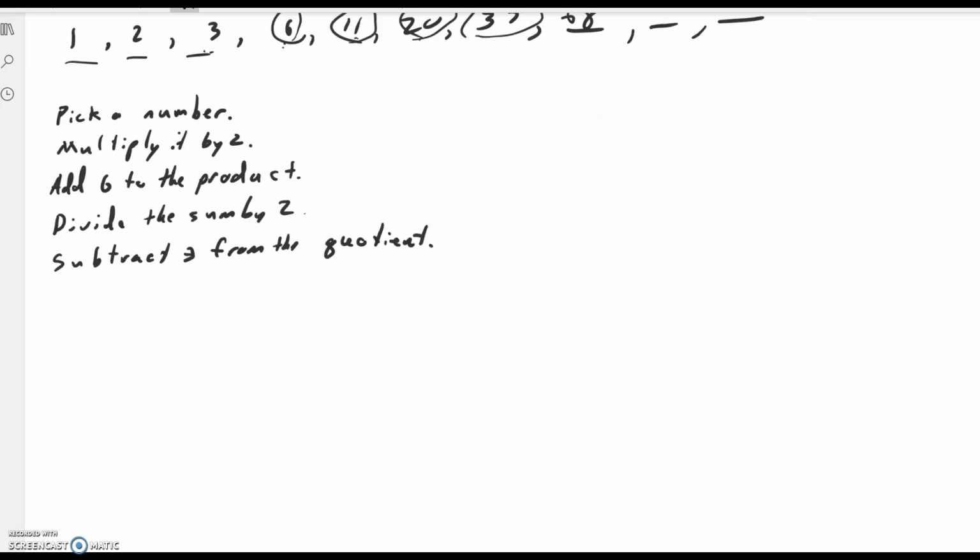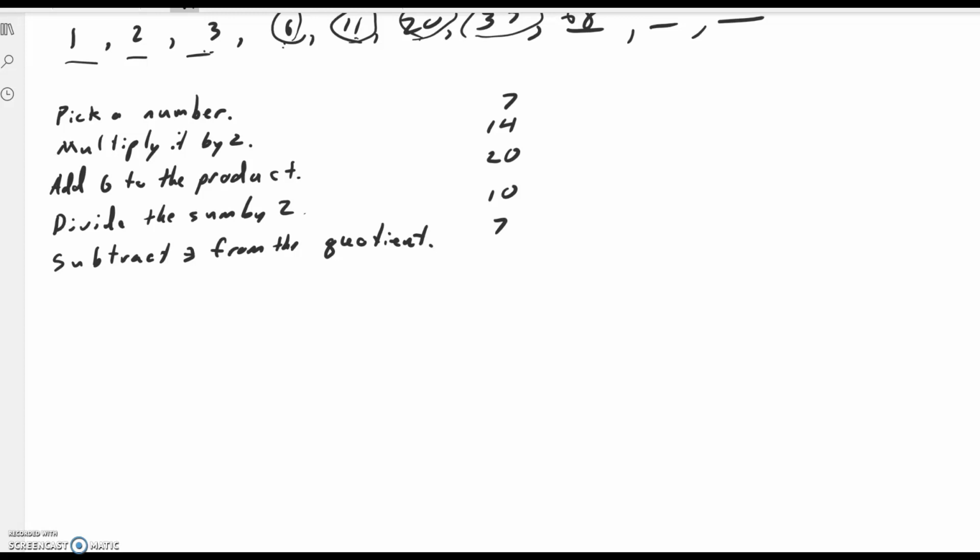So here's another example of inductive reasoning. We're asked to pick a number, so I'll pick the number 7. We're asked to multiply it by 2, so I'll have 14. We're supposed to add 6 to that product of 14, so we add 6 and we get 20. We're supposed to divide that by 2, we get 10. We're supposed to subtract 3.